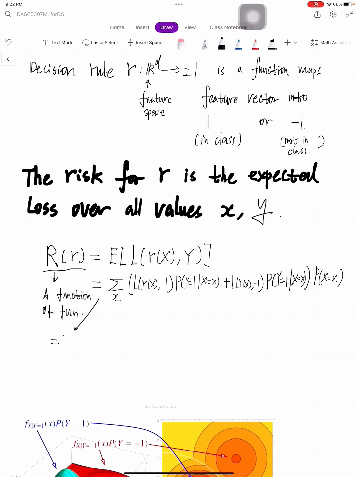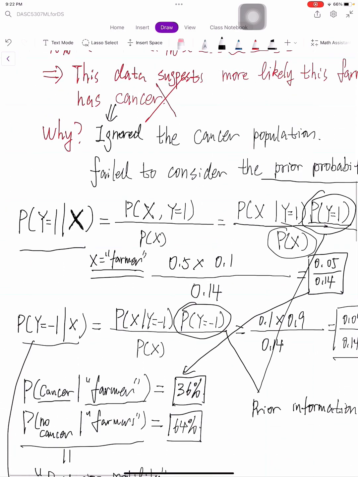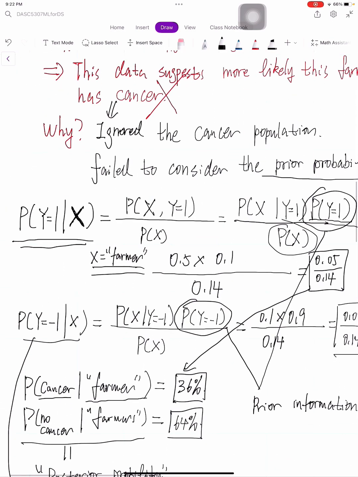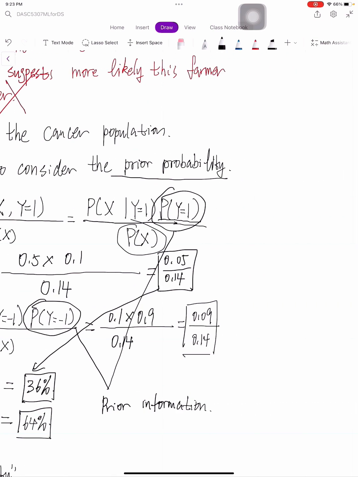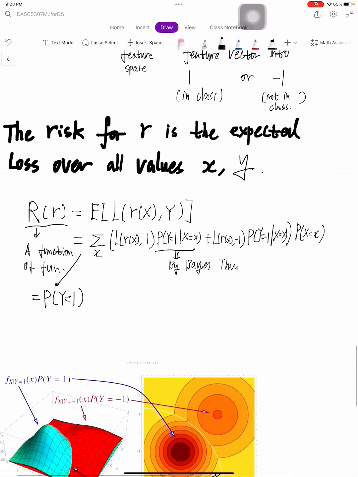Based on the Bayes theorem, we can rewrite this equation by factoring the y equals 1 out. In the cancer example, we already derived y given x equals this x given y, you flip the conditional probability and divide by the probability of x.